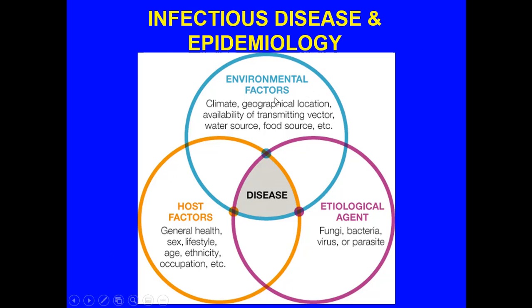So this is sort of a remnant of this. When I talk about environmental factors, what are these? Climate, geographical location, availability of the transmitting vector, water source, food source, etc. Okay? Now, if you think about that, just take malaria. It sounds crazy, but if I ever heard someone say, look, you're going to have a malaria outbreak in Juneau, Alaska, you'd be like, why? How? There's no mosquitoes. There's tons of mosquitoes, but they're not the mosquitoes that transmit malaria up there. Etiological agent could be a fungus, bacteria, virus, or parasite. The host factors: their general health, the sex, lifestyle, age, ethnicity, occupation, etc.